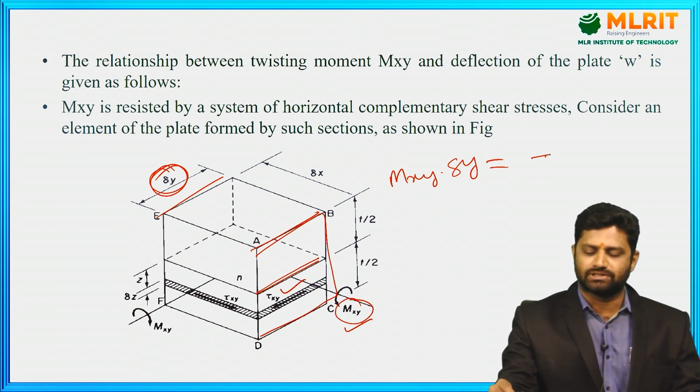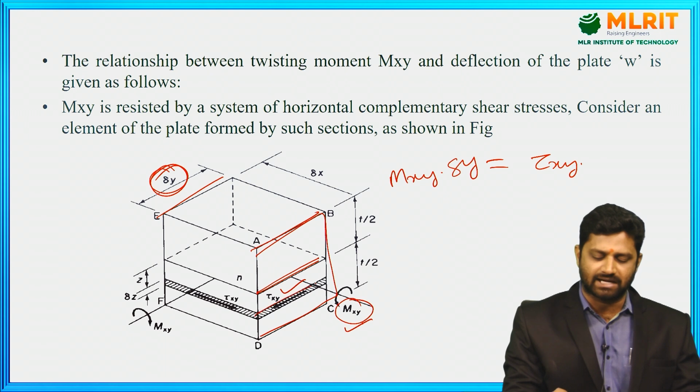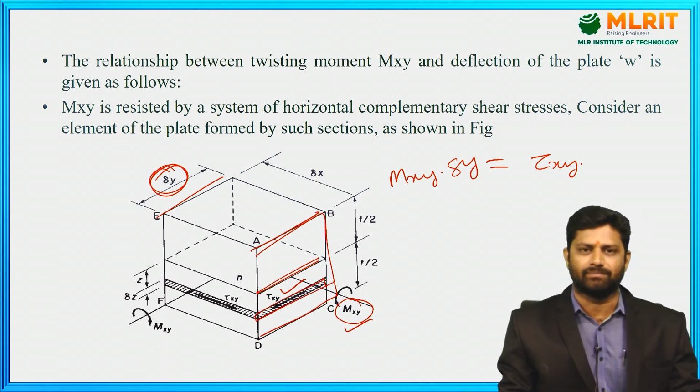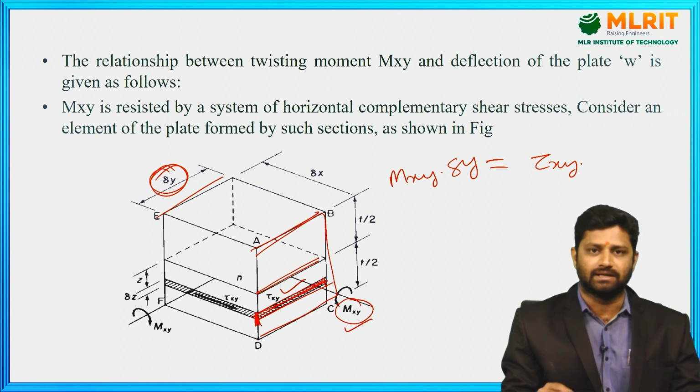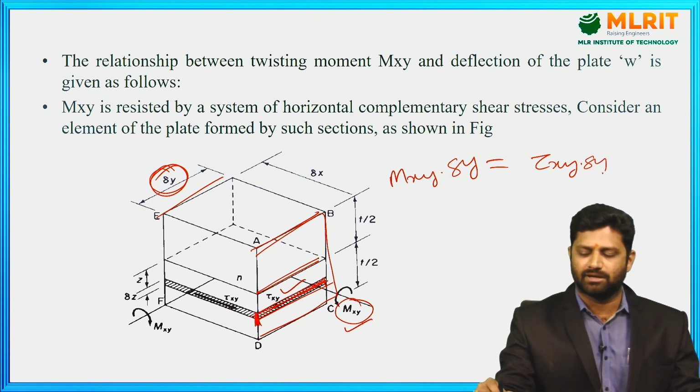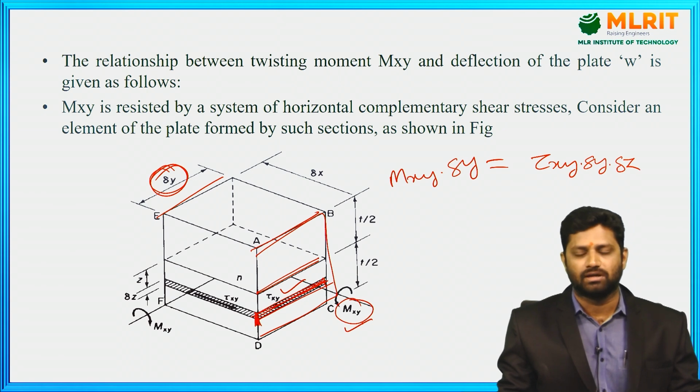Now shear stress, we know that tau xy, and since that shear stress is acting over this area, it should be multiplied with this area to get converted into force. So now what is this area? This edge length is delta y and this edge length is delta z. So therefore it must be multiplied with delta y and delta z. Now this is for the element.